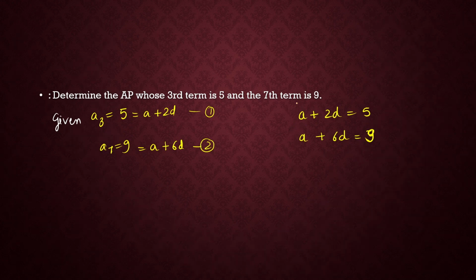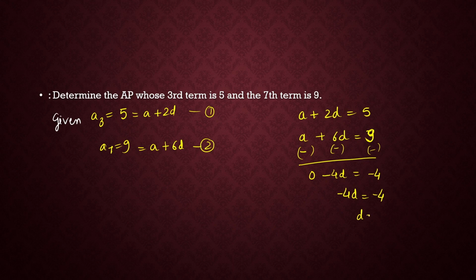So now I'll subtract these two equations. Whenever we subtract two equations, the sign will get reversed. So this is minus, minus, minus. A minus A is 0, plus 2D minus 6D is minus 4D, is equal to 5 minus 9, that is minus 4. So it's nothing but minus 4D is equal to minus 4. From this you get the value of D is equal to 1.